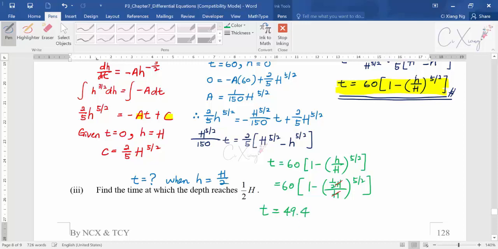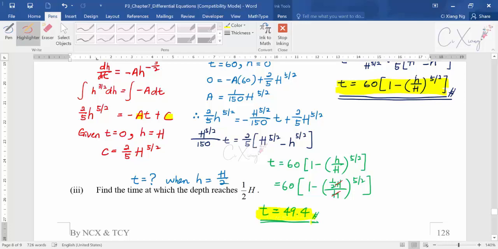Okay, so what's the unit for this question? If you look through the question again, you will see that they didn't give you the unit, so you just keep it like this, which is 49.4. If they mention a unit in the question, then you just make sure that you include the unit in your answer.